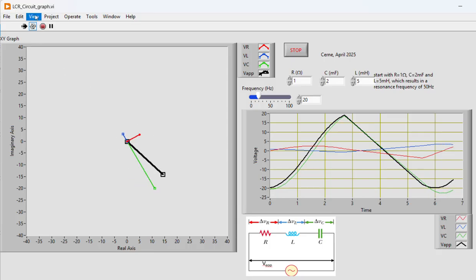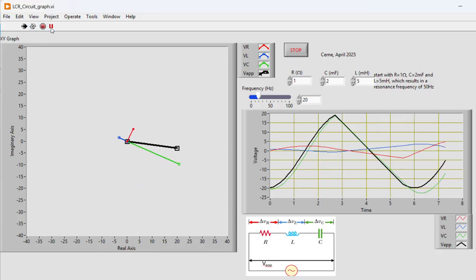And now you see there are three voltages here that we're going to be looking at. The red represents the voltage across the resistor. The blue is the voltage across the inductor. Notice it leads the voltage across the resistor by about 90 degrees. And the green vector is the voltage across the capacitor, which lags behind the voltage on the resistor.